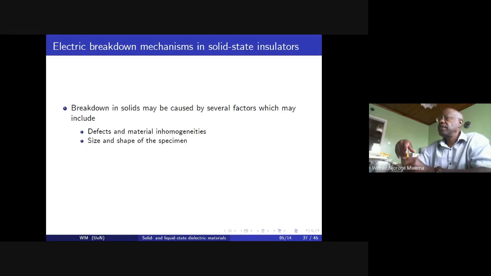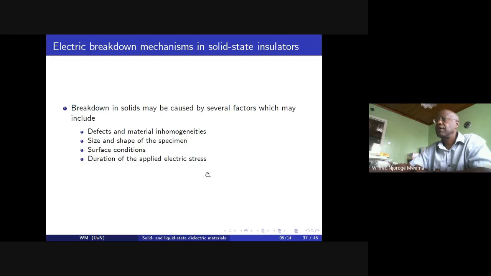It will also be the size and the shape of the specimen that you are going to use as an insulator is also an issue. We have surface conditions, how rough or smooth they are, because when we have cavities, we may start having air regions, and these air regions will have a low dielectric constant, and of course low dielectric strength. So also the duration of the applied dielectric stress, and the moisture and other contamination levels.